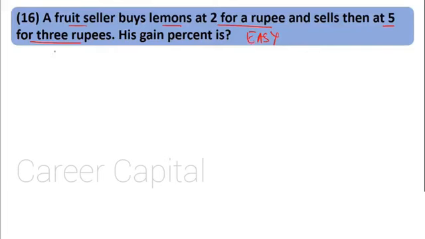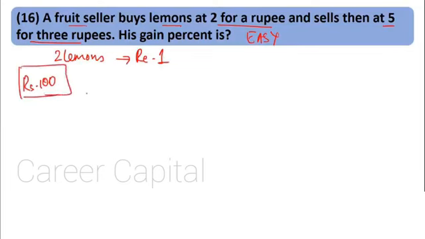Now the fruit seller buys the lemons at what price? 2 lemons for rupee 1. Let us assume that the fruit seller has rupees 100 with him. So if he buys 2 lemons in 1 rupee, in 100 rupees, how many lemons will he buy? 2 into 100, that is 200 lemons, right? So he has 200 lemons now.